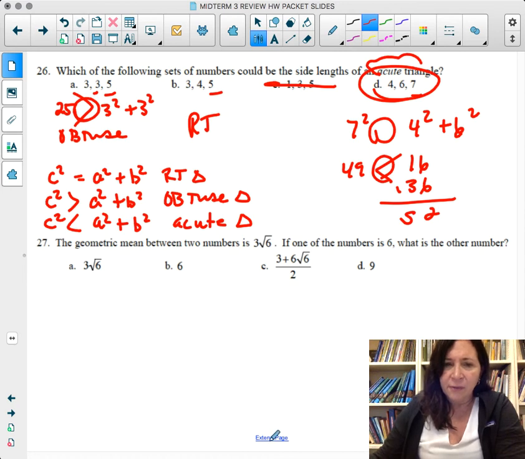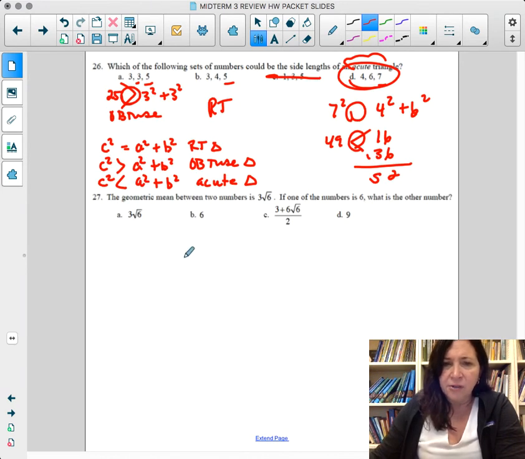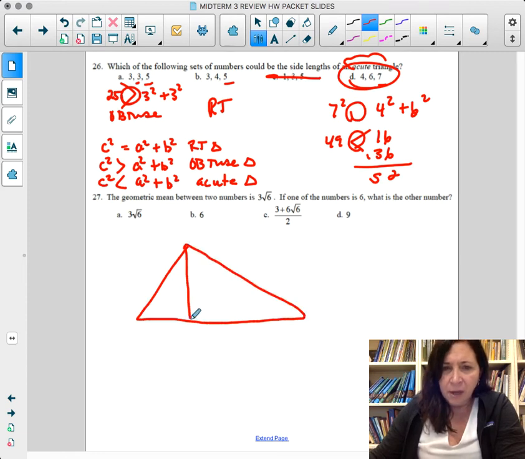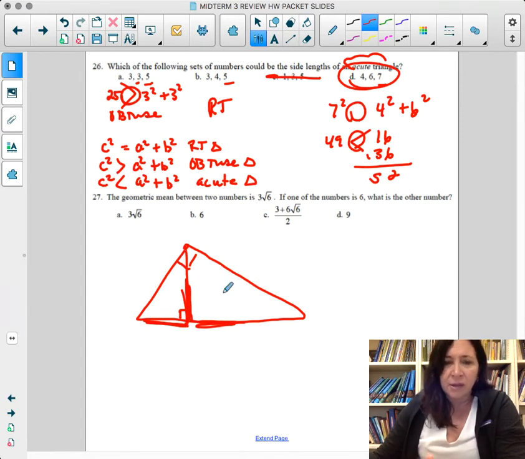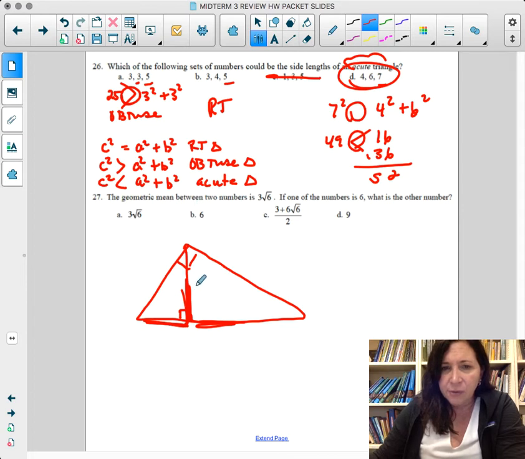This one is asking for the geometric mean between two numbers. And I always encourage people to draw diagrams. This is one way to show the geometric mean. And remember, we would go base is to height, as height is to base, or leg is to height, leg is to leg, however you learned it. They're telling you that the geometric mean is 3 root 6. So there's your 3 root 6. They're telling you one of the numbers is 6. We don't know the other number.